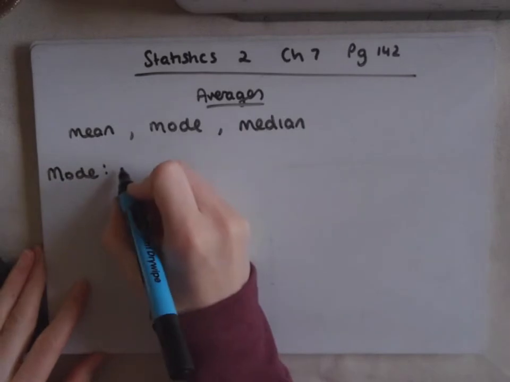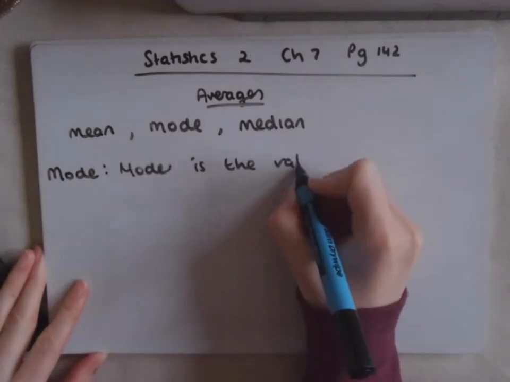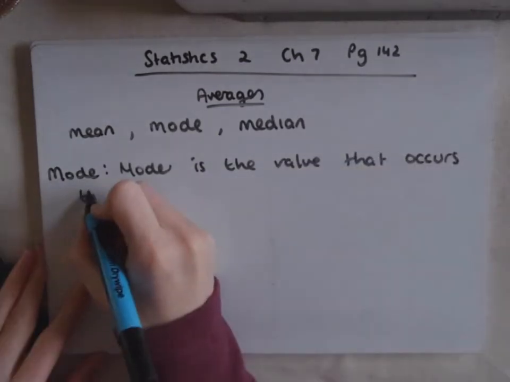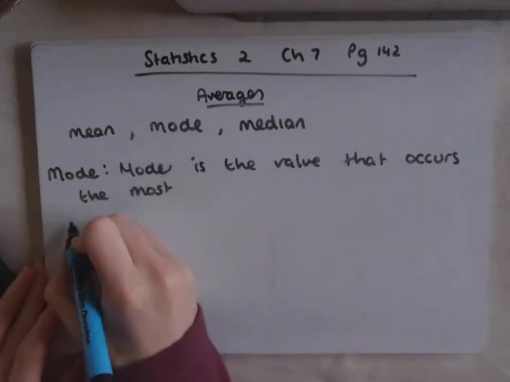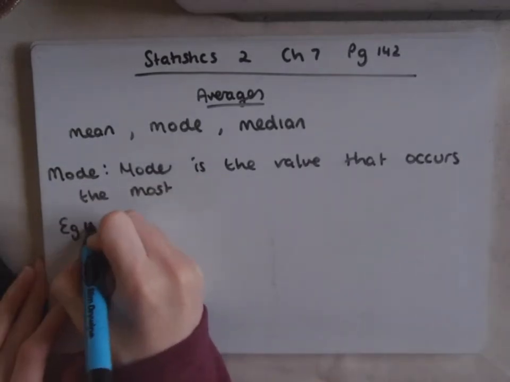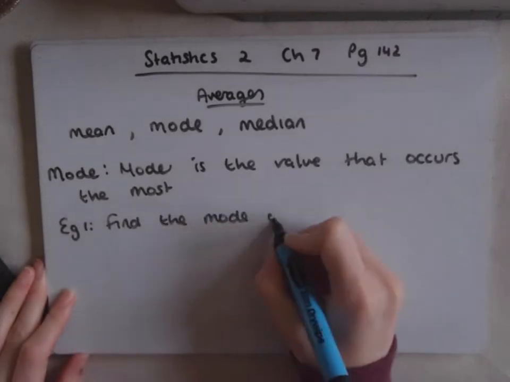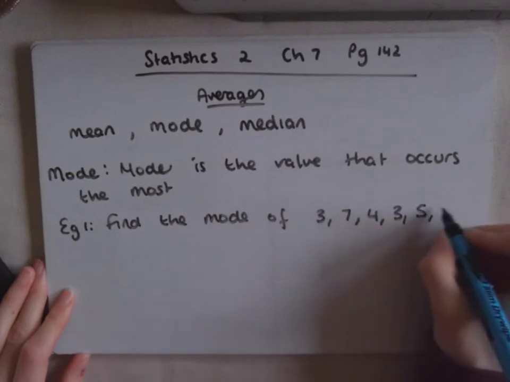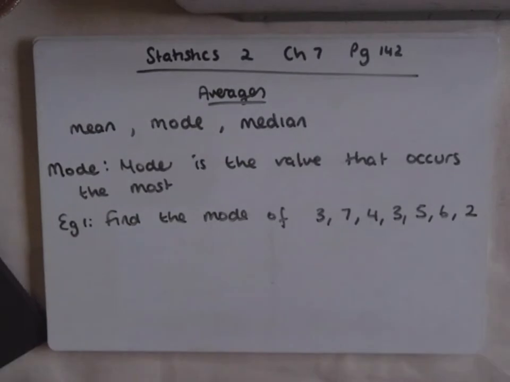Okay, mode is the value that occurs the most. Okay, the number that comes up the most. So for example, if I have a list of numbers, 3, 7, 4, 3, 5, 6 and 2, you're trying to find the number that comes up the most.